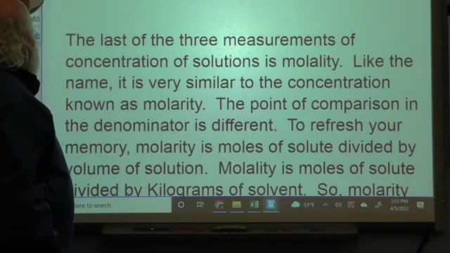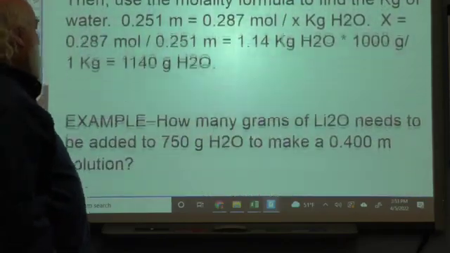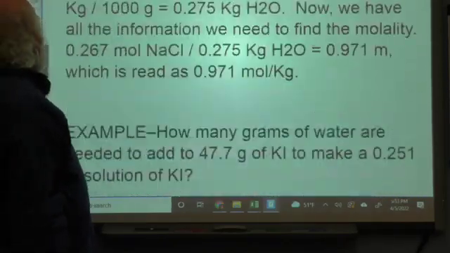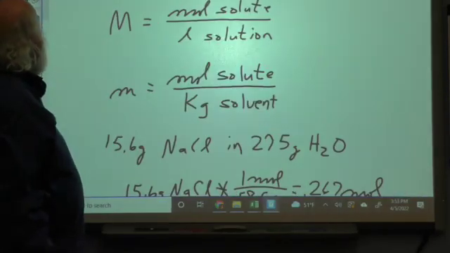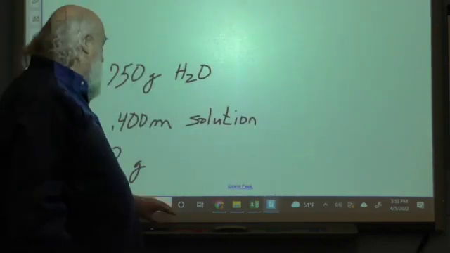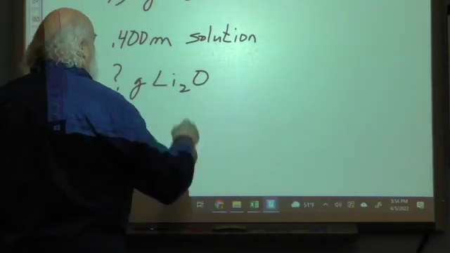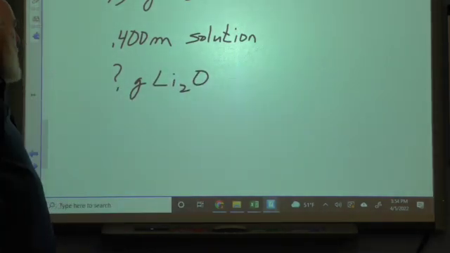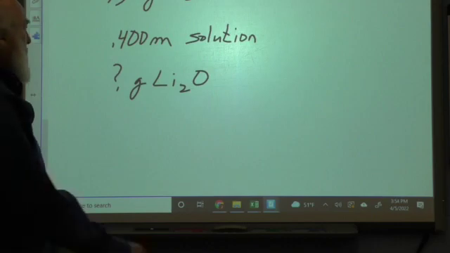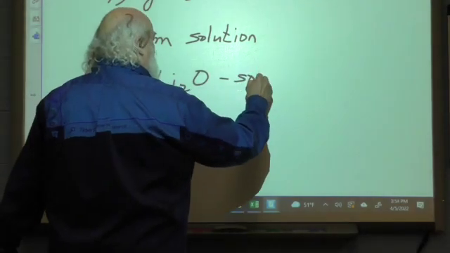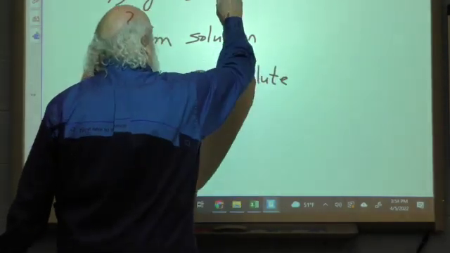What stuff is it? I don't remember. I mean, why would I remember? I only made up the problem myself. Lithium oxide. All right, so lithium oxide it is. Li2O. Okay, so this is our solute. This is our solvent.